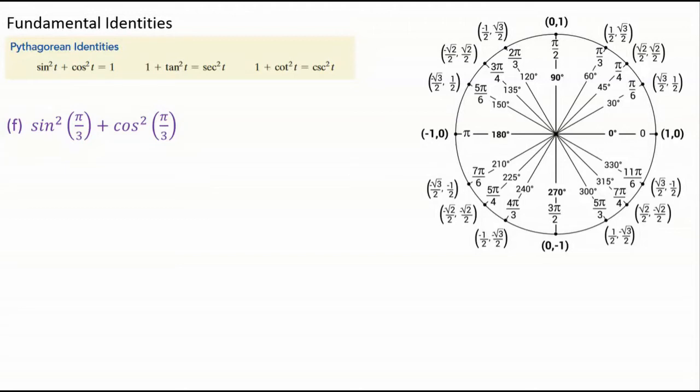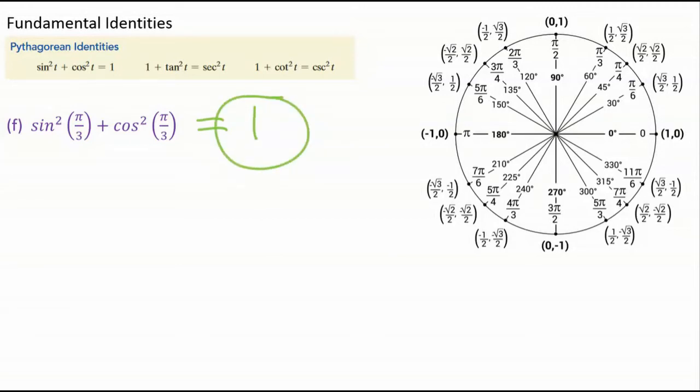Notice we have sine squared plus cosine squared, and it's the same angle on the inside, right? So sine squared of pi over 3 plus cosine squared of pi over 3. Well, if you have one of these identities and you have the same angle, then that means that's just equal to whatever says it's equal. So sine squared of pi over 3 plus cosine squared of pi over 3 is 1.